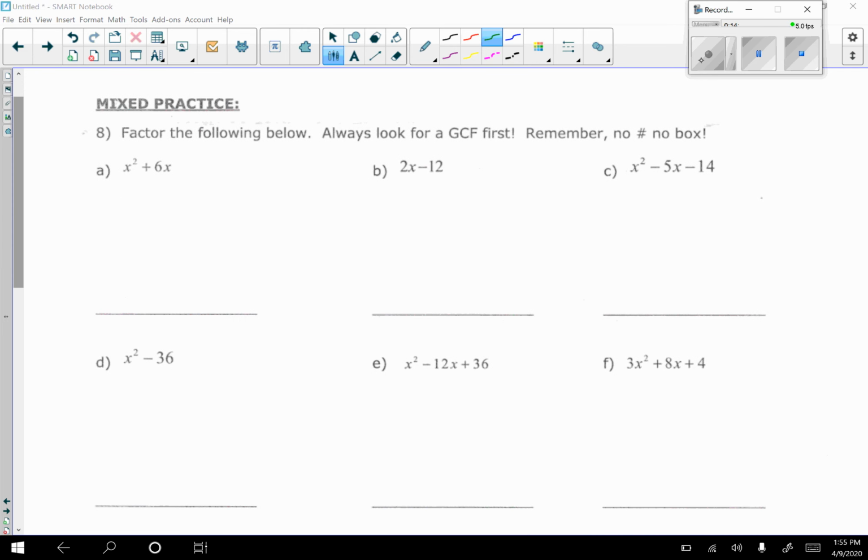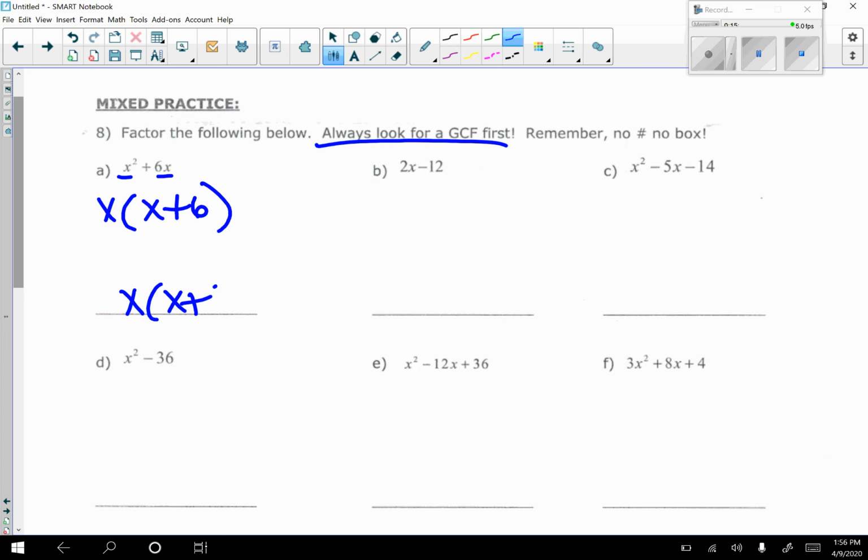Now I'm going to go through these fairly quickly to make this video not too long, so just pause it whenever you need to pause it. Okay, our first step is, do we have a GCF? Here, x squared plus 6x. Do I have a GCF? Yeah, I do. It's x. So I'm going to take out the x, and I'm left with x plus 6. X times x plus 6 is as far as I can go.